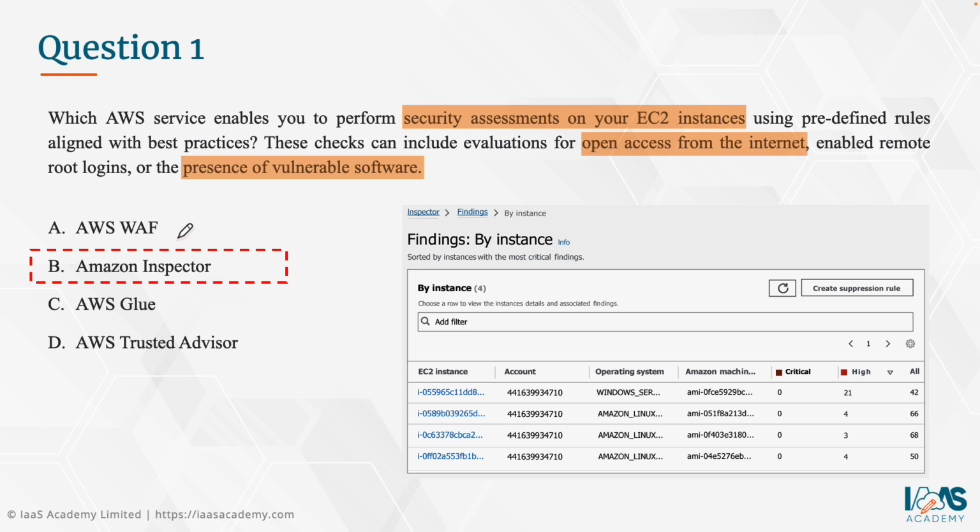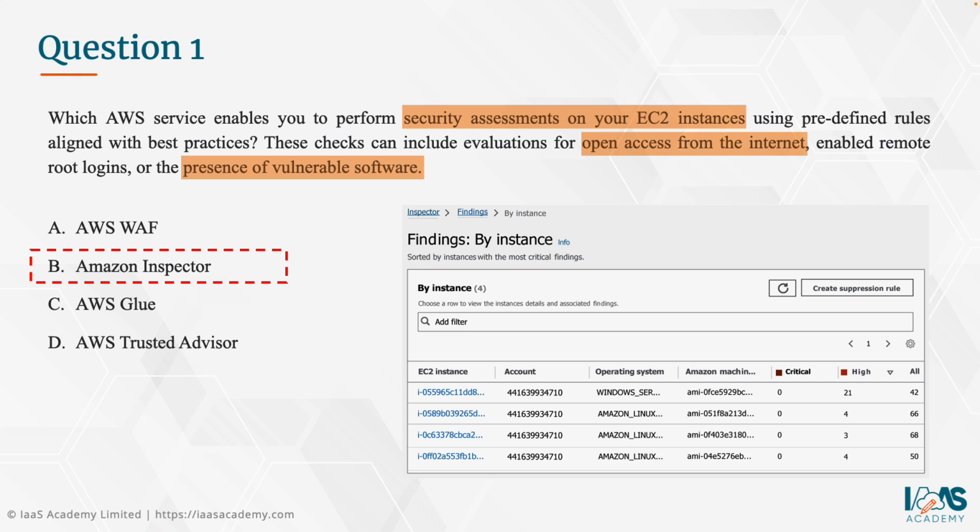And as far as incorrect answers go, well, WAF isn't a correct answer. WAF stands for Web Application Firewall, and enables you to create security rules to block recognized attack patterns like SQL injections or cross-site scripting. Glue is also incorrect. Glue is basically a managed extract, transform, load (ETL) service that simplifies data preparation used to load for analytics. And Trusted Advisor is obviously incorrect as well.